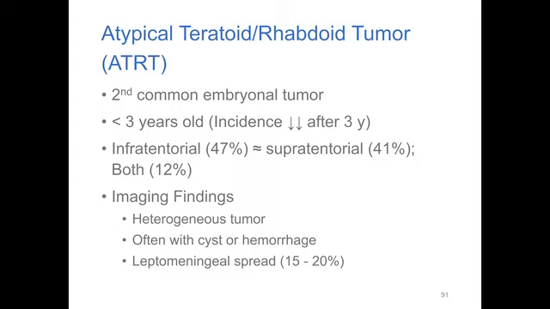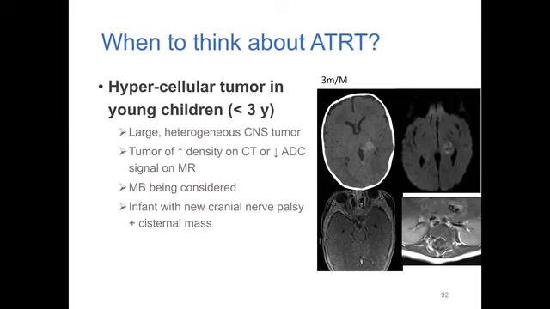So when do we need to think about ATRT? Just remember this: when you see a young child, less than 3 years old, with a very highly cellular tumor, you should think about ATRT, especially if the tumor shows a large heterogeneous enhancement and the CT shows high density, meaning high cellularity, and the diffusion shows restricted diffusion. When you start to think about medulloblastoma, at this stage you already need to think about ATRT.